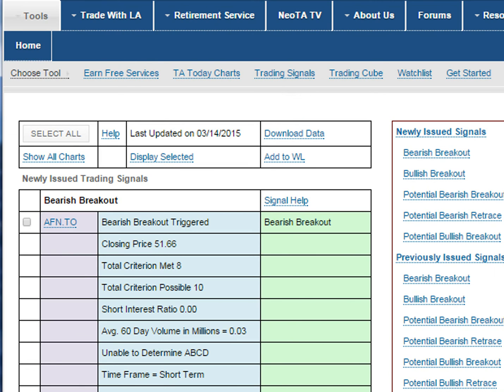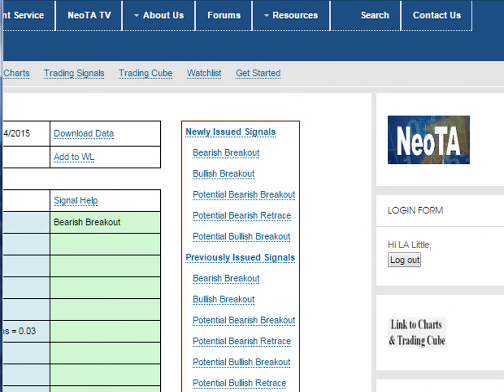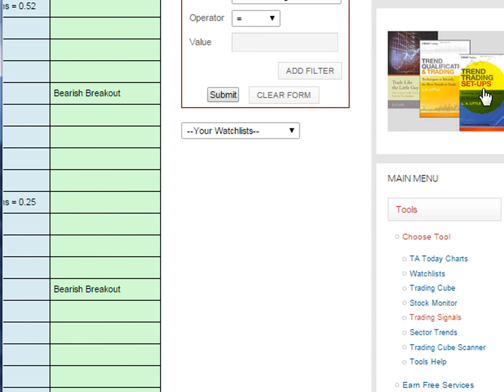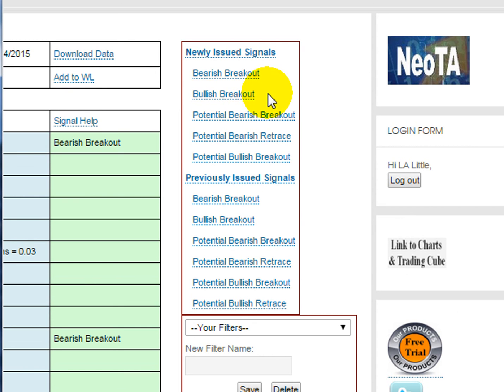They're signals based on the concepts that were introduced in the third book, Trend Trading Setups. What that book did is say, okay, we know that trend has an effect on stocks. We know the probabilities associated with that. What are the common characteristics for trades that have the potential to be great, knowing that we only have two types of trades? Those two types of trades are either breakouts or retraces.